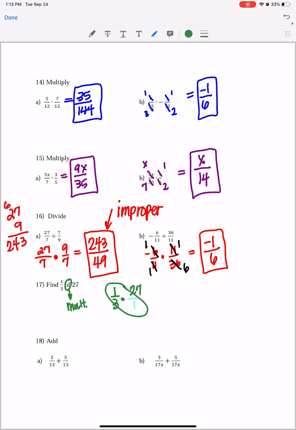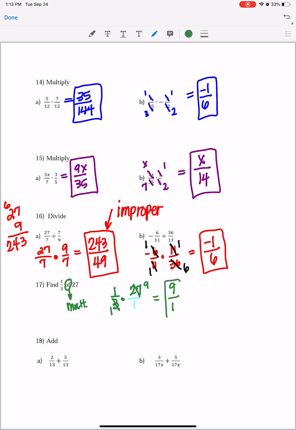Ones across this diagonal can't reduce, but across this way I can. So 3 and 27 are divisible by 3. So 3 divided by 3 is 1. 27 divided by 3 is 9. So now multiply straight across. We get 1 times 9, and 1 times 1.